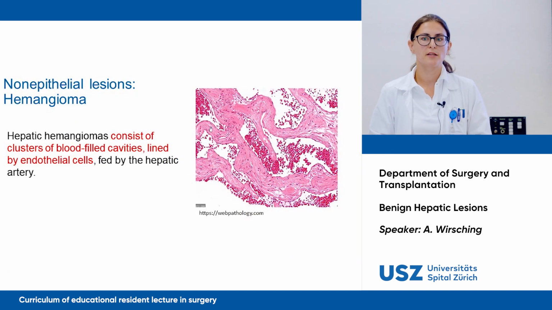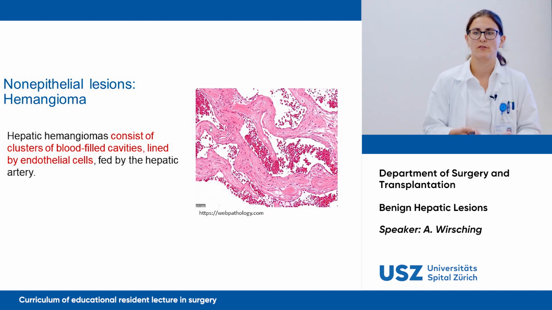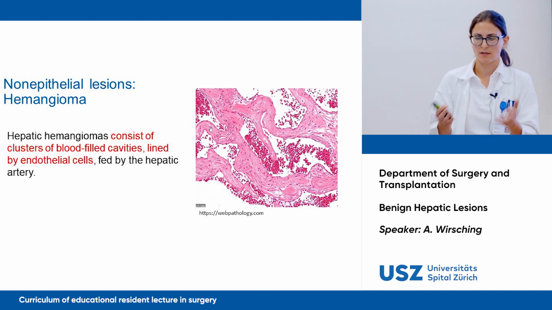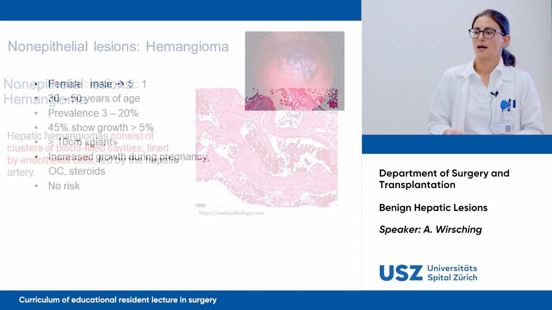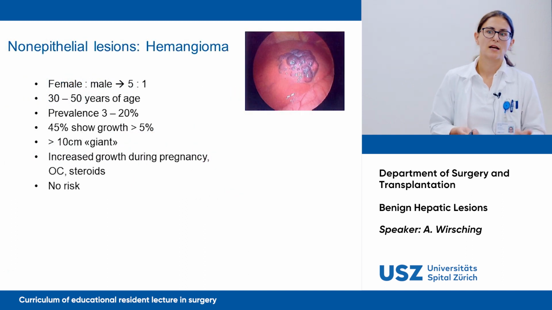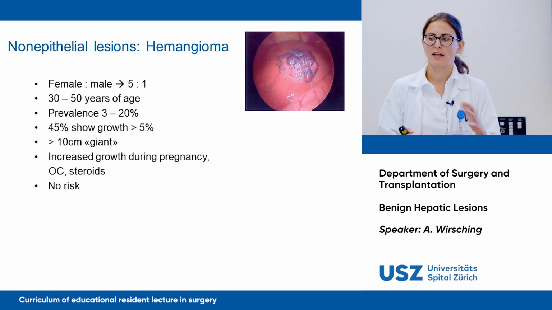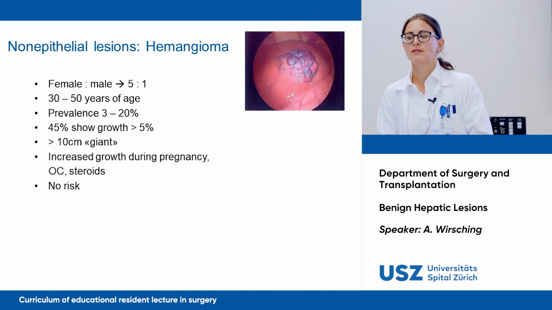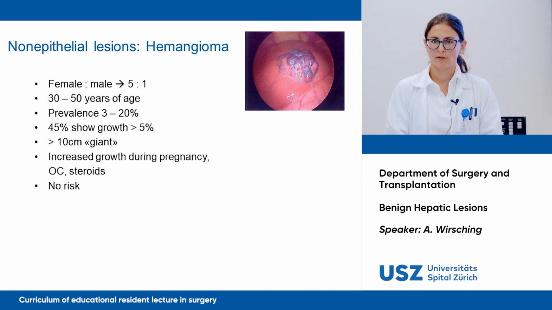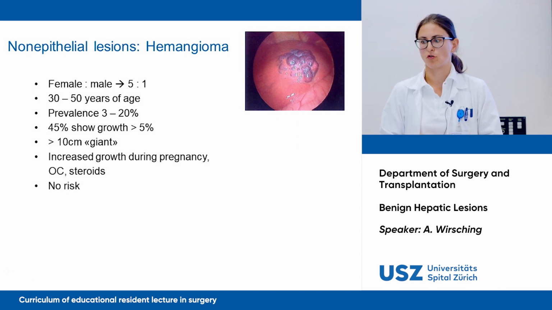This is the most frequently encountered benign liver lesion, and it consists of clusters of blood-filled cavities lined with endothelial cells. So it's vessels in scar tissue. It is again more commonly encountered in females, a 5:1 female to male ratio. Again, childbearing age is where it is diagnosed. Prevalence is 3 to 20% in recent studies, and 45% show growth of about 5% or more during a lifetime.